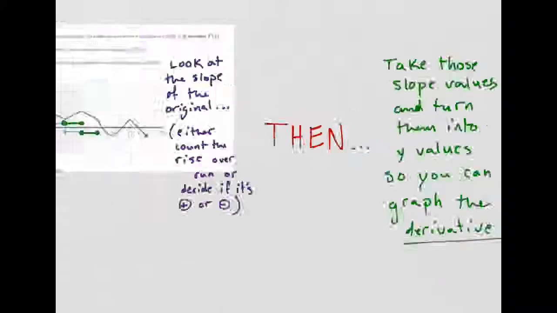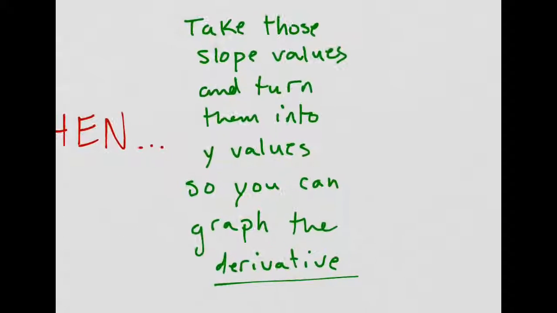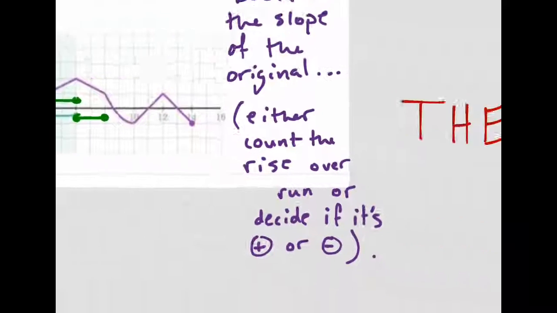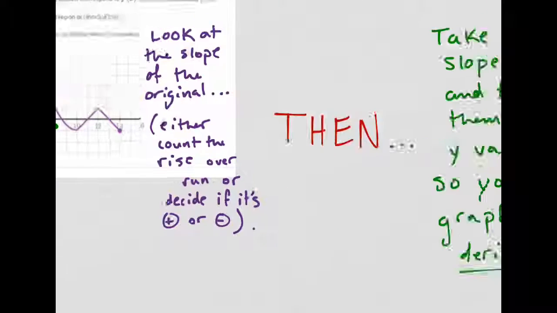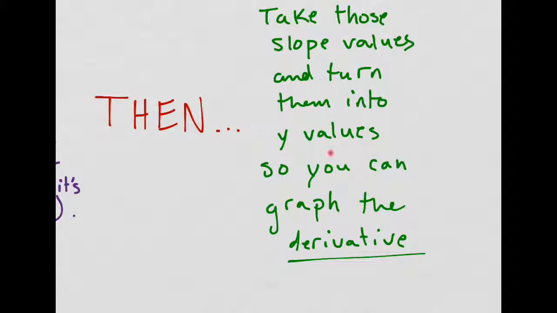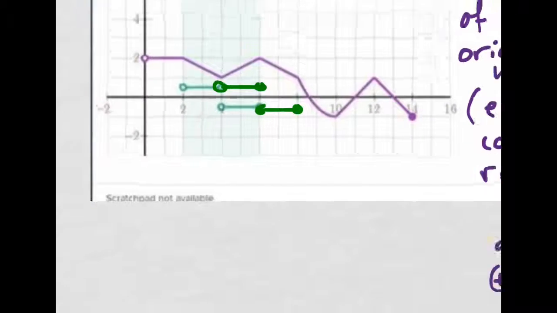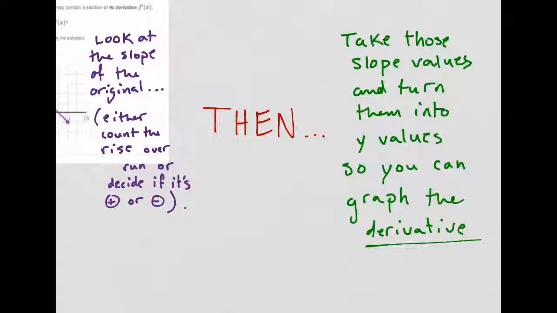Then take these slope values that you are counting or seeing if they're positive or negative, and turn them into y values so that you can graph the derivative. Once you turn them into y values and plot them, you will be graphing the derivative. I hope that makes sense. Maybe write that down. If not, we'll just work on it more, so ask questions.